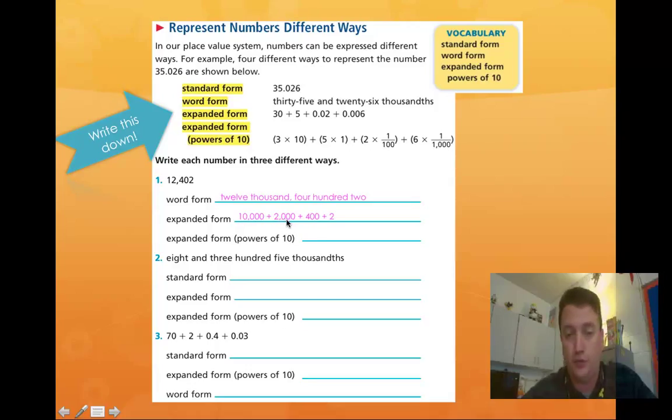2 in the thousands place, that's 2,000. 4 in the hundreds place, that's 400. There aren't any 10s, so I don't need to put a 0 or anything there because there just aren't any. That doesn't have any value, okay? So we add 2 1s and we're done with that.